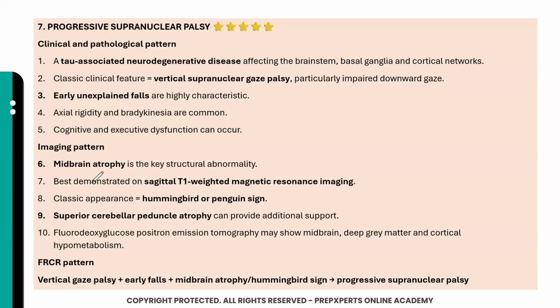Midbrain atrophy is present, best demonstrated on sagittal T1 MR imaging. Remember this: classic appearances are the hummingbird or penguin sign. I'll show you that as well. Superior cerebellar peduncle atrophy can provide additional support, and PET will show midbrain, deep gray matter, and cortical hypometabolism. The symptoms: vertical gaze palsy, early falls. Imaging: midbrain atrophy, hummingbird sign, and the cerebellar peduncle can also be involved. This is going to be progressive supranuclear palsy.